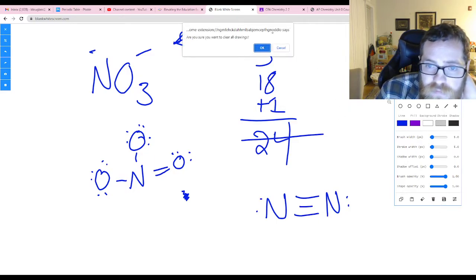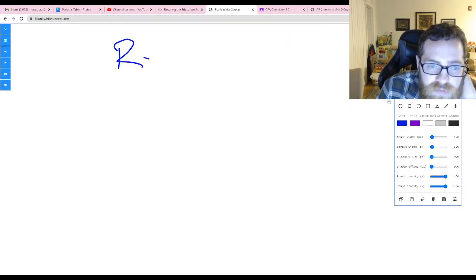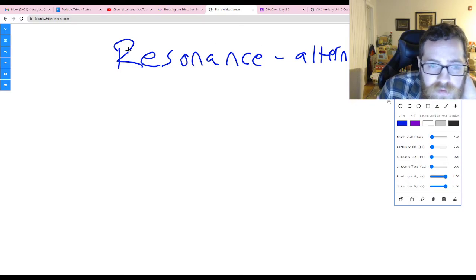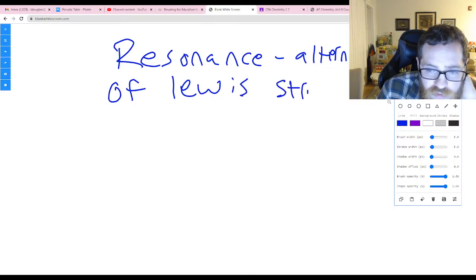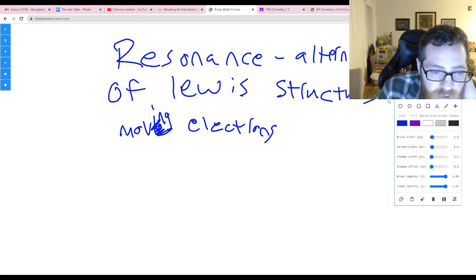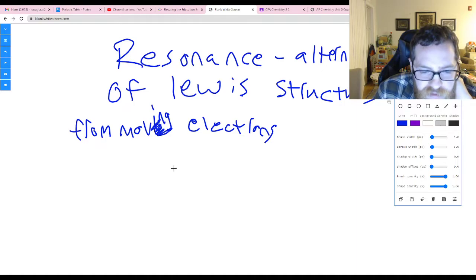So, resonance. Resonance structures is all about alternate forms of Lewis structures based on movement of electrons. The classic example of this is a chemical called benzene.